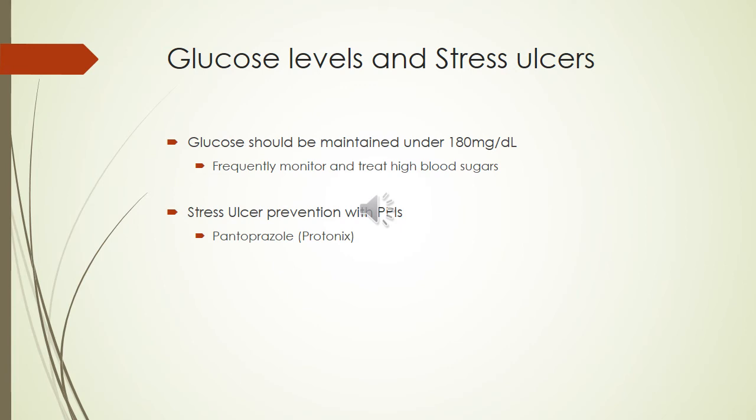Other pharmacological interventions that are not as crucial as the others discussed, but are still important, are your glucose levels and the prevention of stress ulcers. Glucose levels should be maintained under 180, so you want to frequently monitor and treat high blood sugars. In addition to that, you want to treat stress ulcers with prevention with PPIs, such as Protonix.